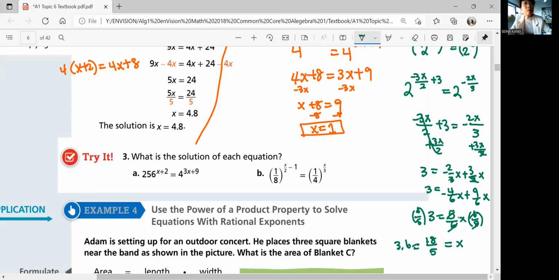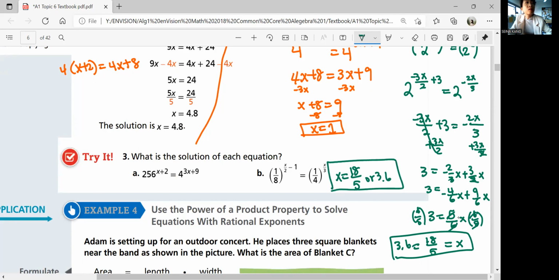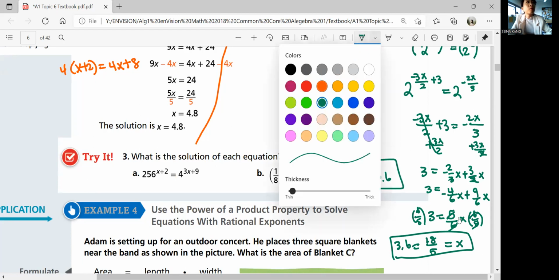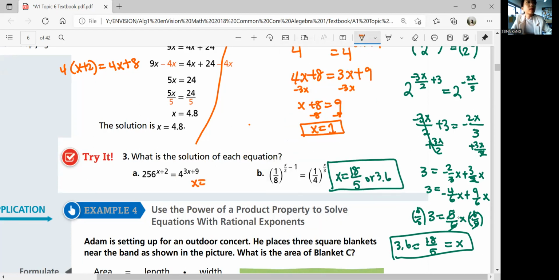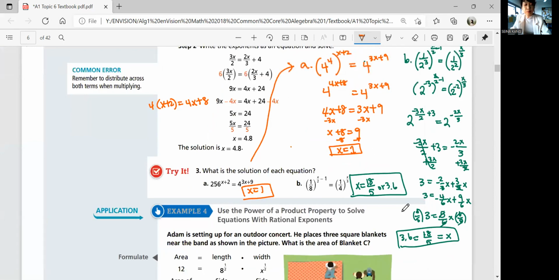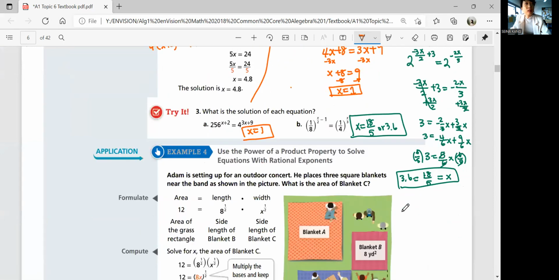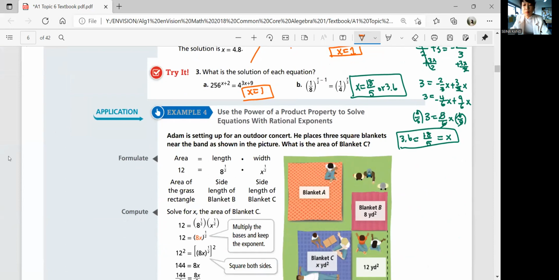So part B is 18 over 5 or 3.6. Your part A was x is equal to 1. Okay. All right. Let's look at the last question, the application part.